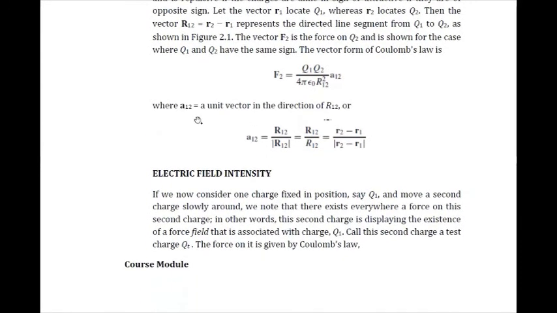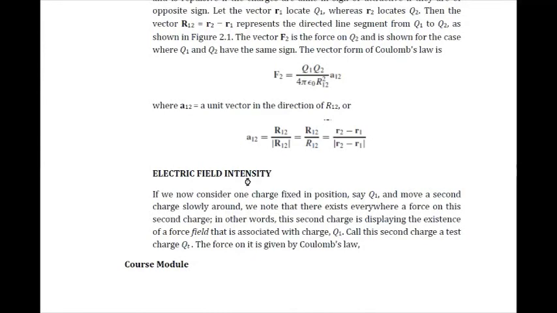Next, now we will discuss electric field intensity. Electric field intensity: if we now consider one charge fixed in position, say Q1, and move a second charge slowly around, we note that there exists everywhere a force on this second charge. In other words, this second charge is displaying the existence of a force field that is associated with charge Q1, and we call this second charge a test charge QT. The force on it is given by Coulomb's law.